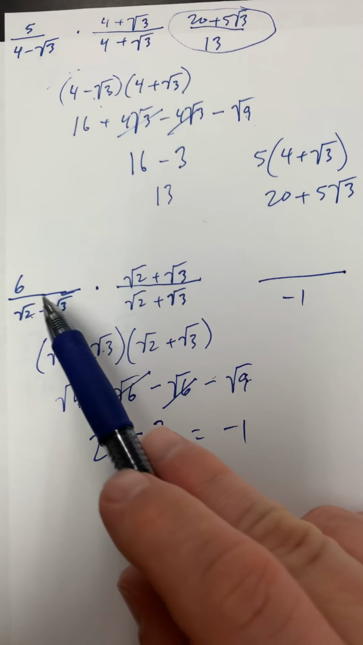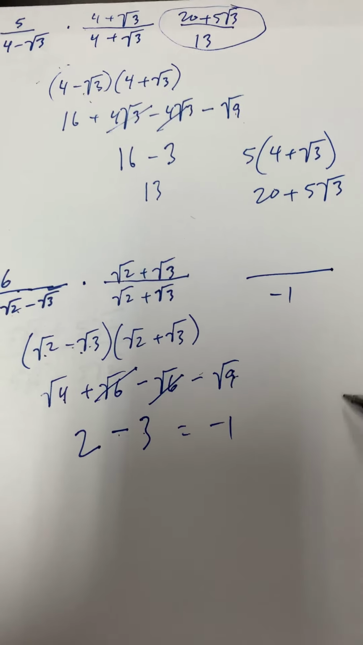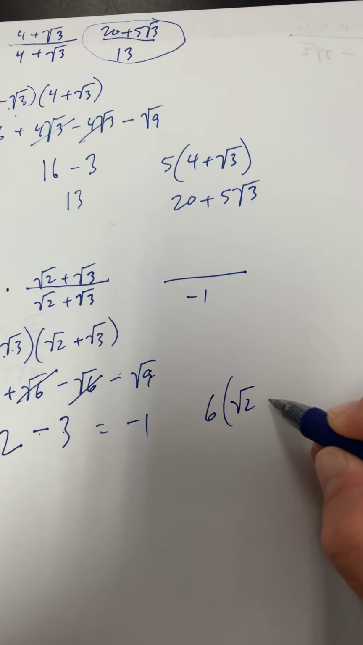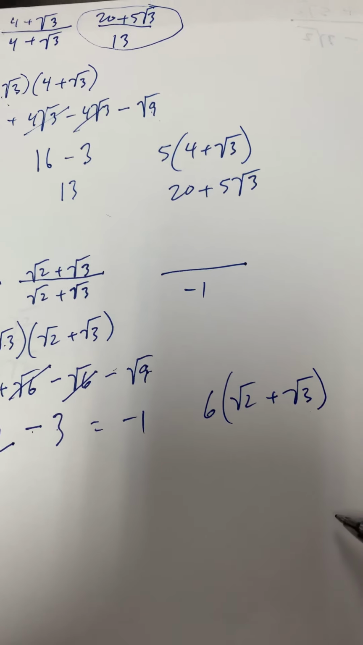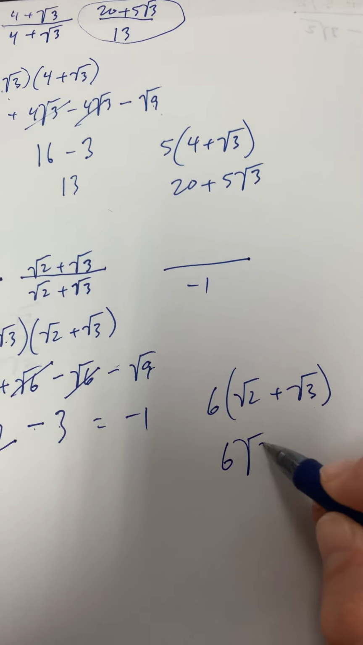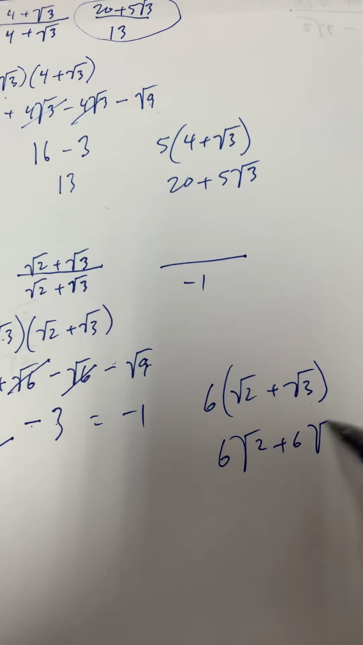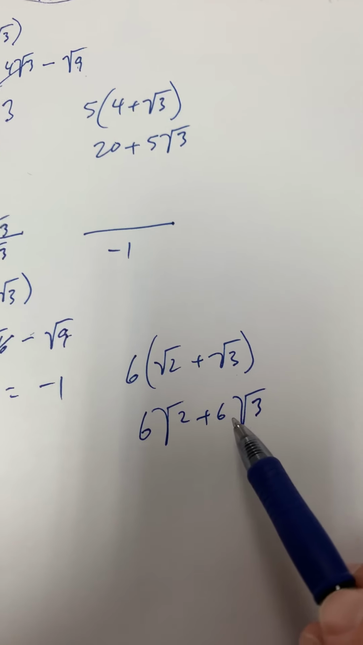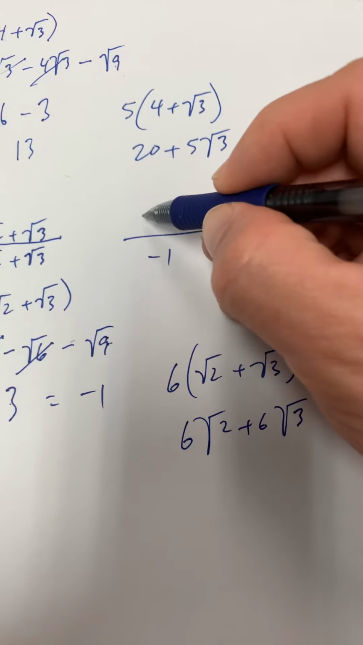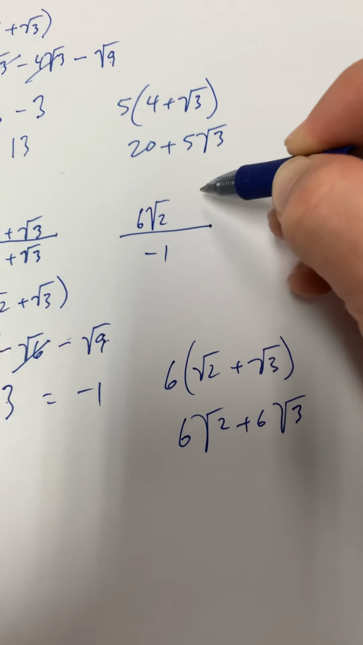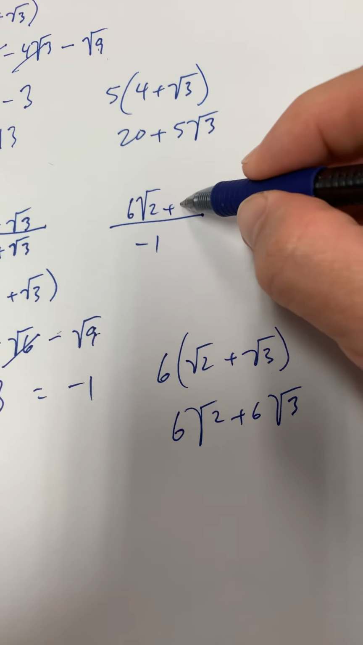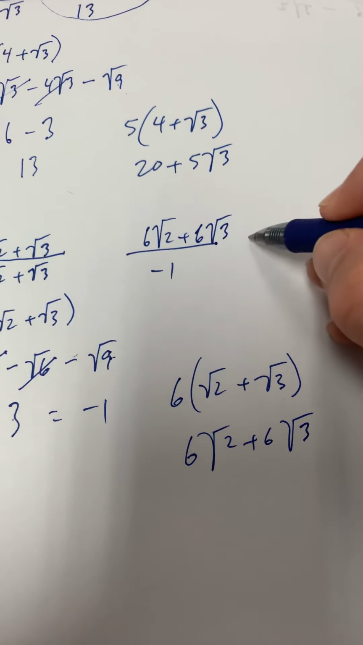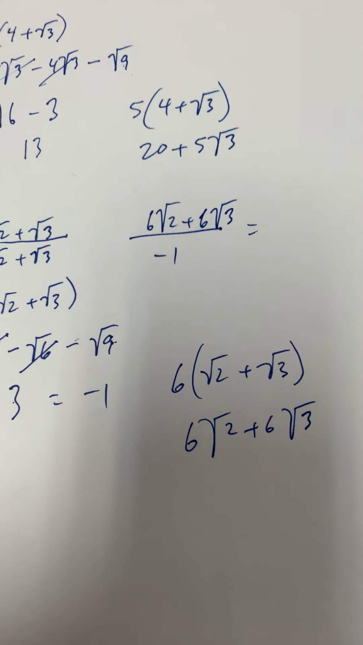So now we just need to distribute this 6. We just multiply the 6 right across the top. So 6 times the square root of 2 plus the square root of 3 gives me 6 times the square root of 2 plus 6 times the square root of 3. Now these can't be combined. So we have 6 times the square root of 2 plus 6 times the square root of 3.